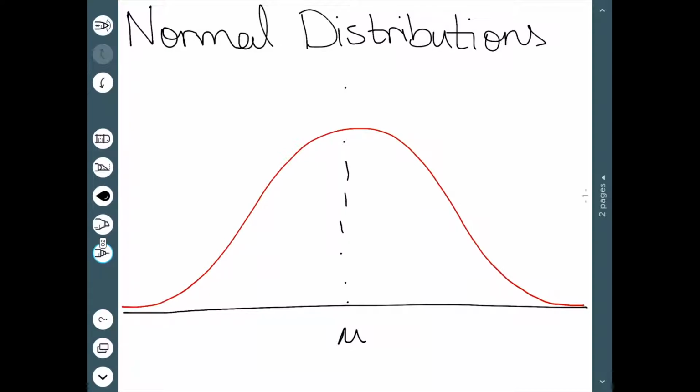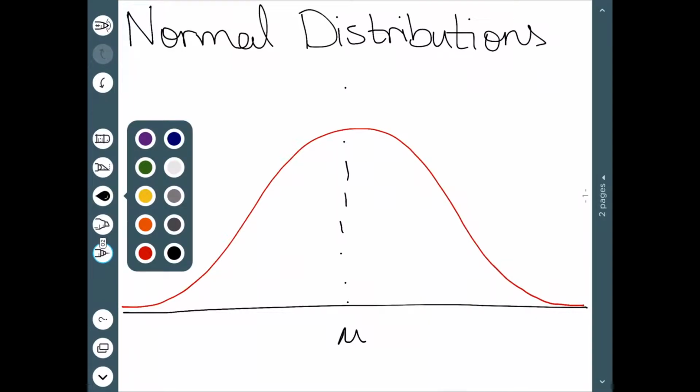In addition, this thing never touches the x-axis. It gets very, very close to the x-axis, but never touches it. In addition, the total area underneath this curve is going to be 1. And sigma, our standard deviation, controls the spread of the curve. It controls how spread out it is.